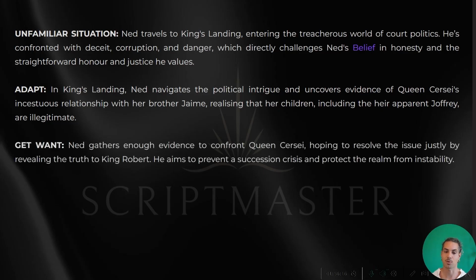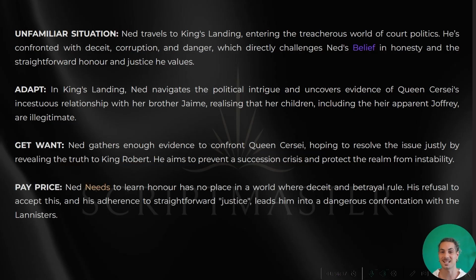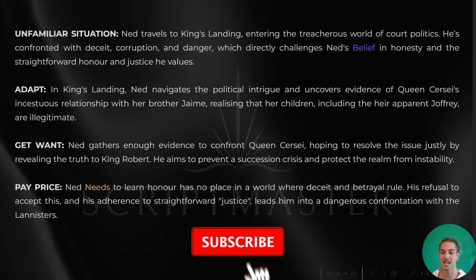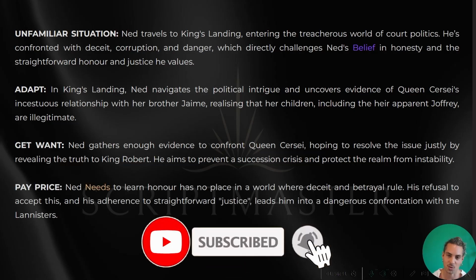Ned now makes progress. He gets enough evidence to confront Queen Cersei, hoping to resolve the issue justly by revealing the truth to King Robert. Ned aims to prevent a succession crisis and protect the realm from instability, always consistent with his internal desire. But Ned needed to learn that honesty and honour has no place in a world where deceit and betrayal rule.